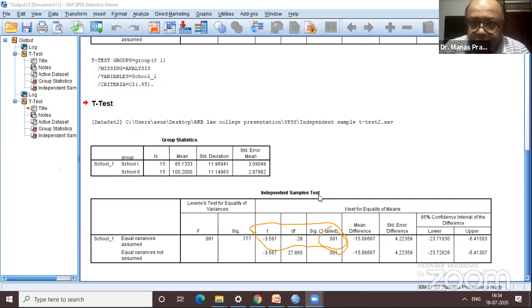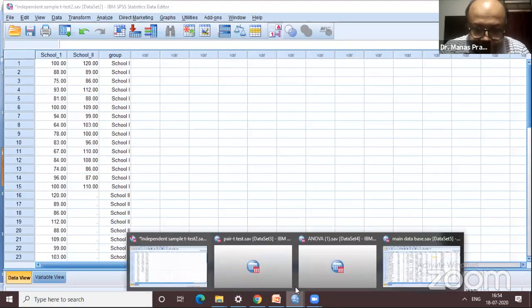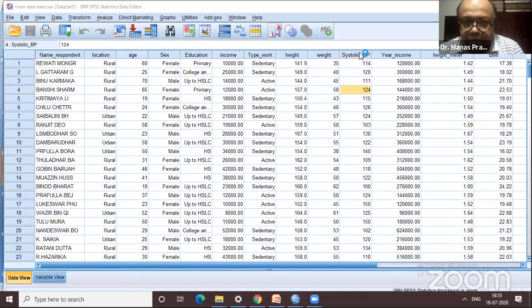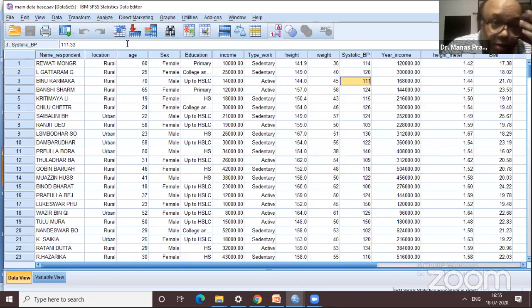So this is the way you can test the equality of means of two different samples. Okay. So I will show you one more time with another example. Suppose we have a variable here in the main database that we constructed yesterday. We have a variable called systolic blood pressure. Now suppose I want to find the mean of systolic blood pressure.